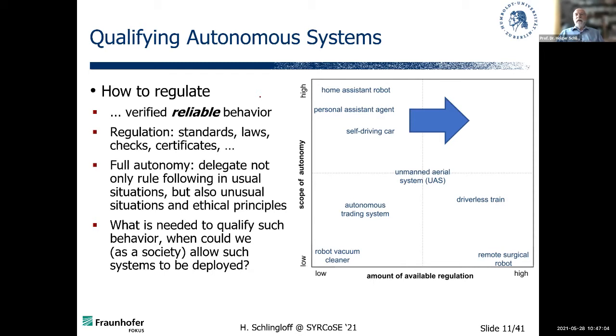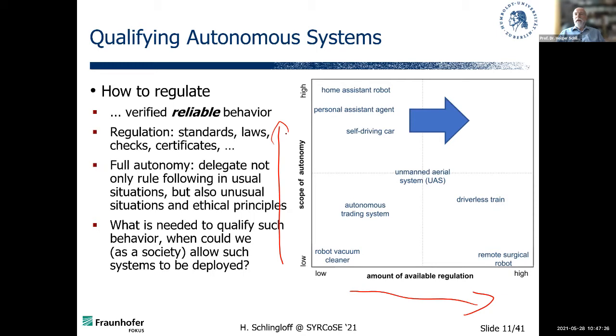We looked at what is available, and we sketched this on two dimensions: the scope of autonomy, what systems can be doing in terms of autonomy, and the amount of available regulation.